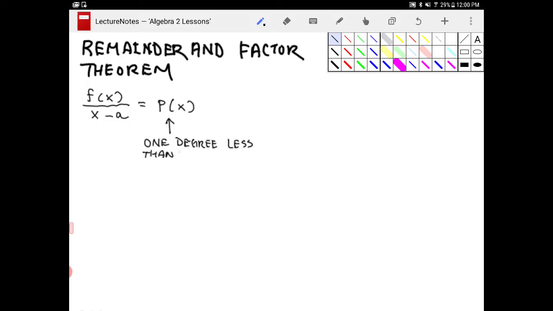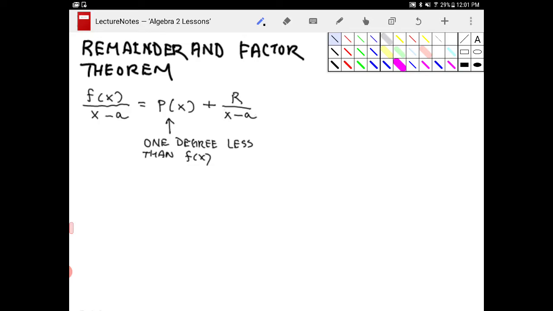than f of x. So suppose f of x was a 4th degree polynomial and I'm dividing it by x minus a, I will end up with a 3rd degree polynomial. If f of x was a 7th degree polynomial and I'm dividing it by x minus a, I will end up with a 6th degree polynomial. And depending upon how f of x is related with x minus a, I will either have a remainder or I won't. If x minus a happens to be a factor of f of x, then my remainder will be 0. If x minus a is not a factor of f of x, then I will have a remainder.